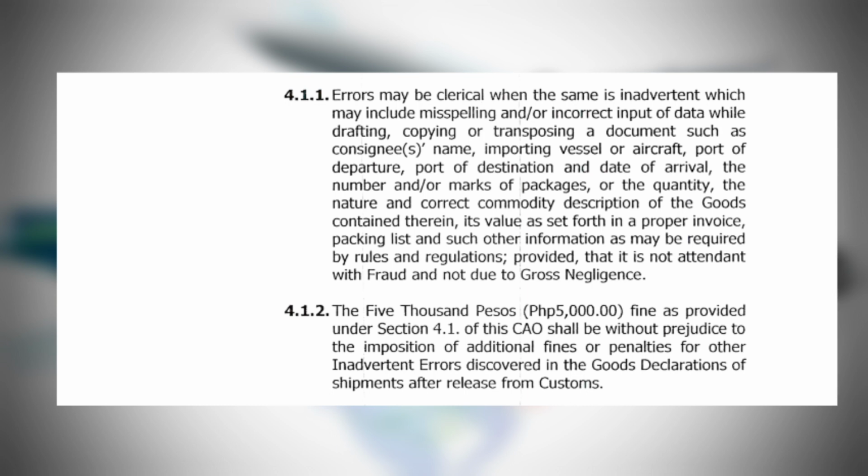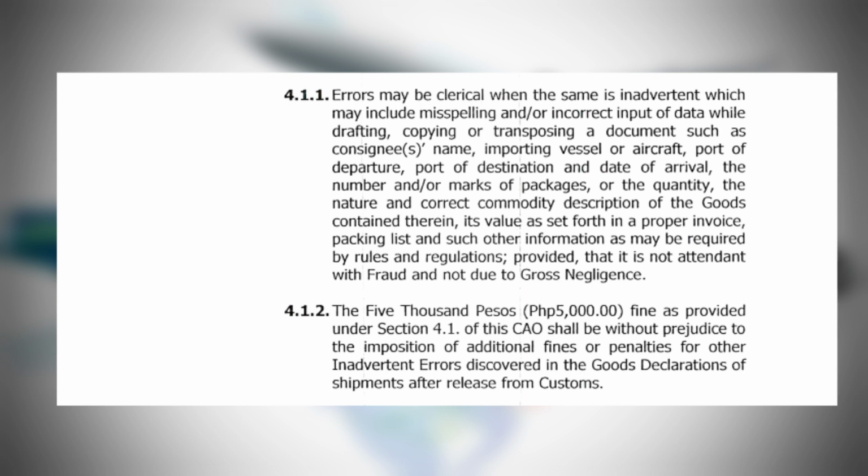4.1.1 Errors may be clerical when the same is inadvertent, which may include misspelling and/or incorrect input of data while drafting, copying, or transposing a document such as consignee, name, importing vessel or aircraft, port of departure, port of destination and date of arrival, the number and/or marks of packages, or the quantity, the nature, and correct commodity description of the goods contained therein, its value as set forth in a proper invoice, packing list, and such other information as may be required by rules and regulations, provided that it is not attendant with fraud and not due to gross negligence.